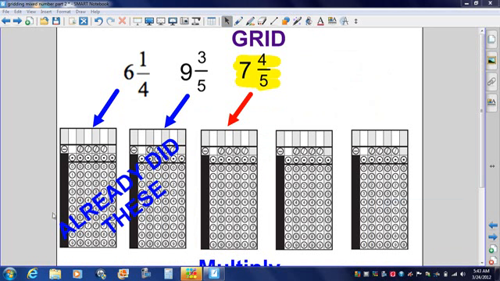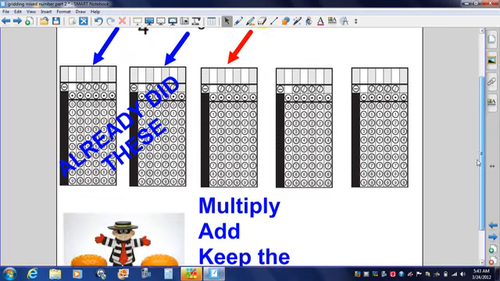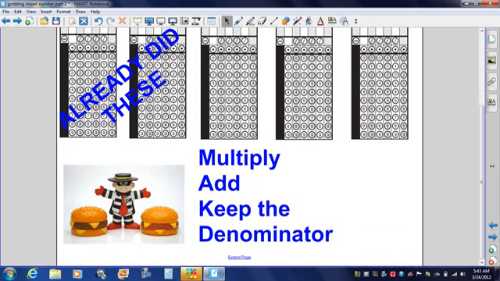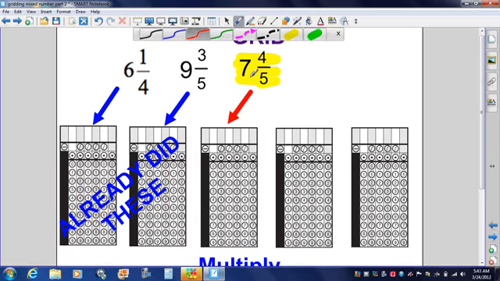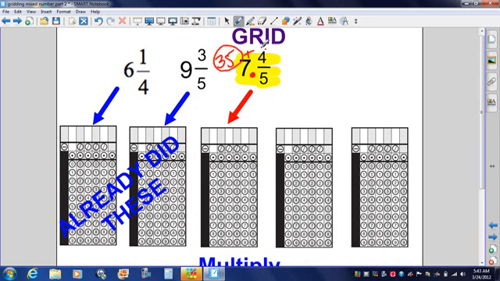In the third grid on the first row, I would like you to grid in the mixed number 7 4/5. And if it helps you on the FCAT, just remember, you got macked by the Hamburglar. Multiply, add, keep the denominator. So I'm going to multiply 5 times 7, which is 35. Macked. Multiply, add. 35 plus 4 is going to give me 39. Macked. Multiply, add, keep the denominator. So if you would, please grid in 39/5.